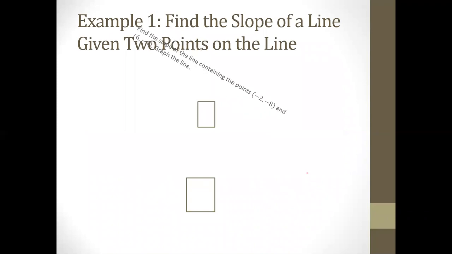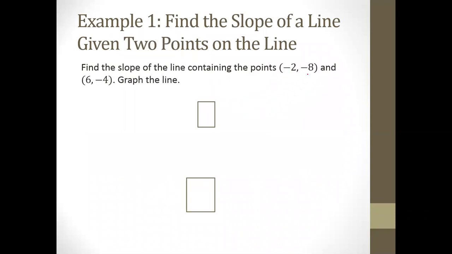Here's an example. If we're given 2 points, -2, -8, and 6, -4, we will first go ahead and label those points. Our first point we're going to label as x sub 1, y sub 1, and our second point we're going to label as x sub 2, y sub 2. Then we're going to substitute those values into our formula to find the slope. Remember, it's the difference in the y coordinates. So y sub 2, -4, minus y sub 1, which is -8. In the denominator, x sub 2, which is 6, minus x sub 1, which was -2.